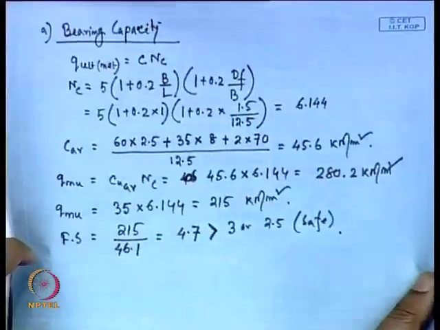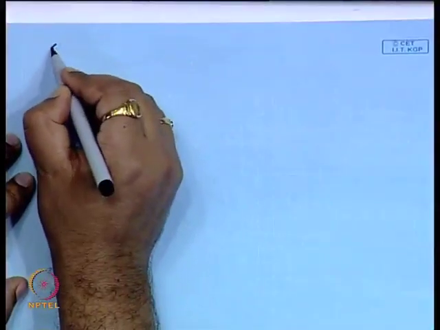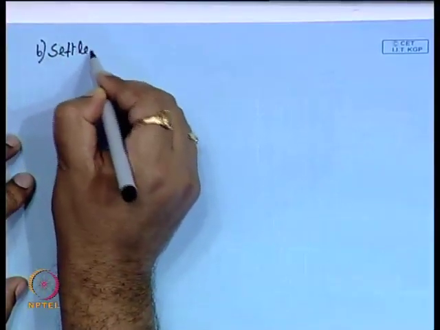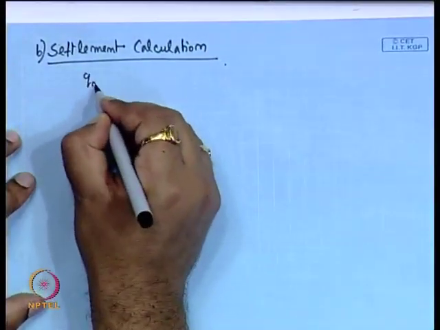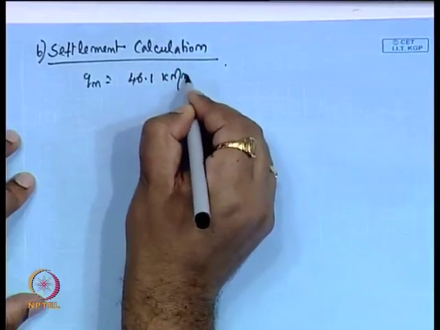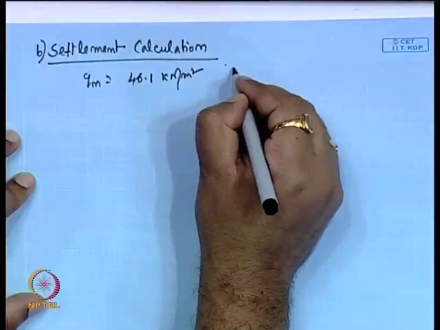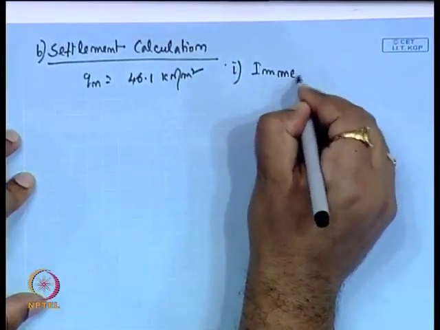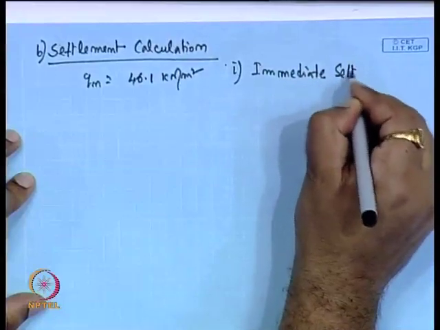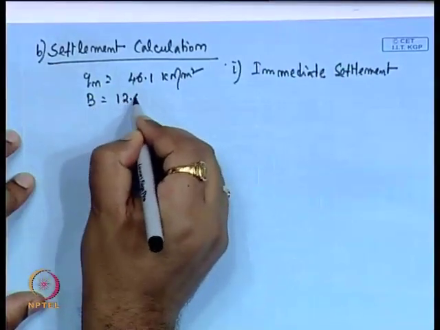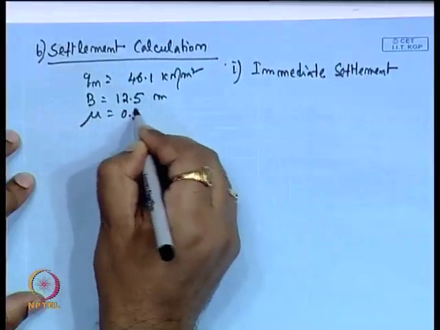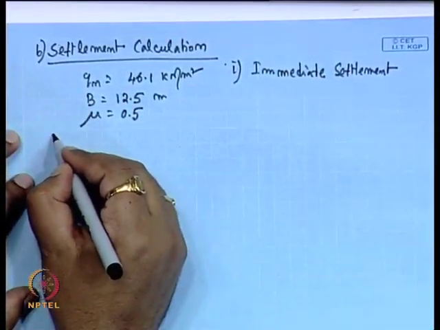Next, for the settlement calculation, Q n is 46.1 kilonewton per meter square. First, we will calculate the immediate settlement. Then B is 12.5 meters. Mu, which we have taken for the clay soil, is 0.5. And we can choose the E average value here.